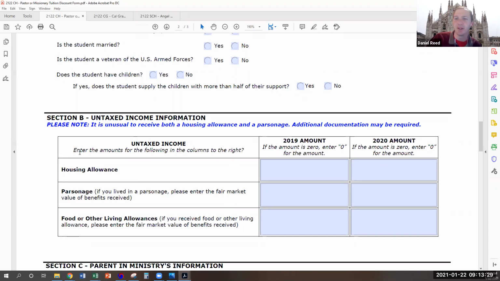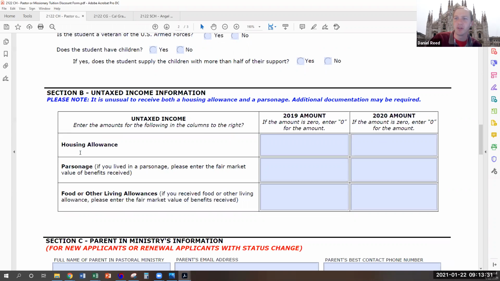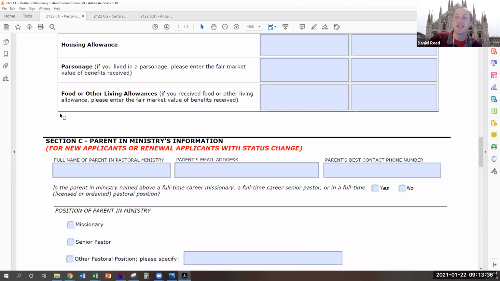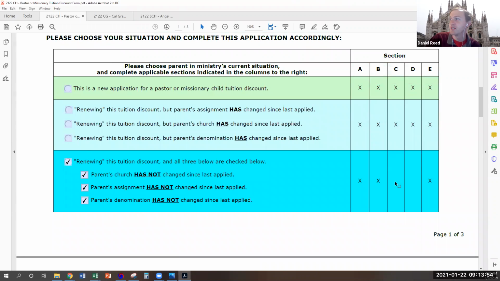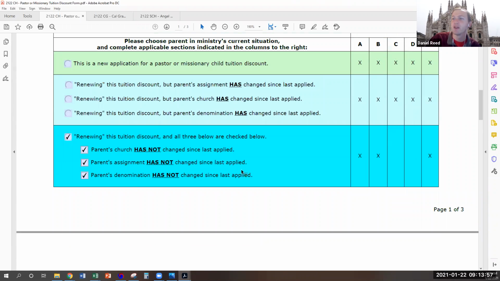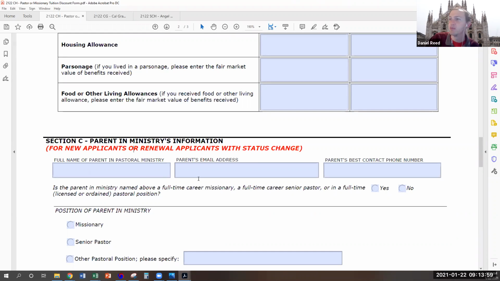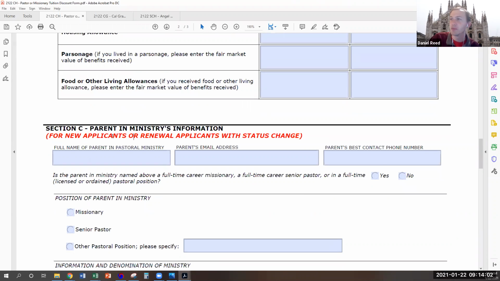So that is asking for the same type of information. It's just expanded out to be looking at 2 years to help us when we do some year-over-year comparisons. And section C, in case they didn't read it up in the top box, also has a highlighted area that says, remember, this is only for new applicants or renewal applicants with the status change. Because if they're not changing anything, they won't need to fill out section C or D. So there's a reminder in section C and D that tells you, remember, don't have to fill this out if you're in that situation.